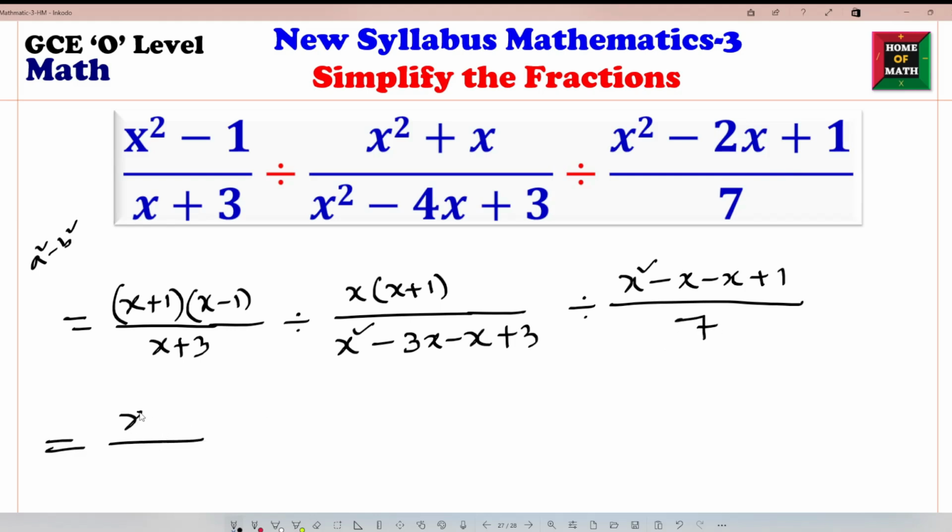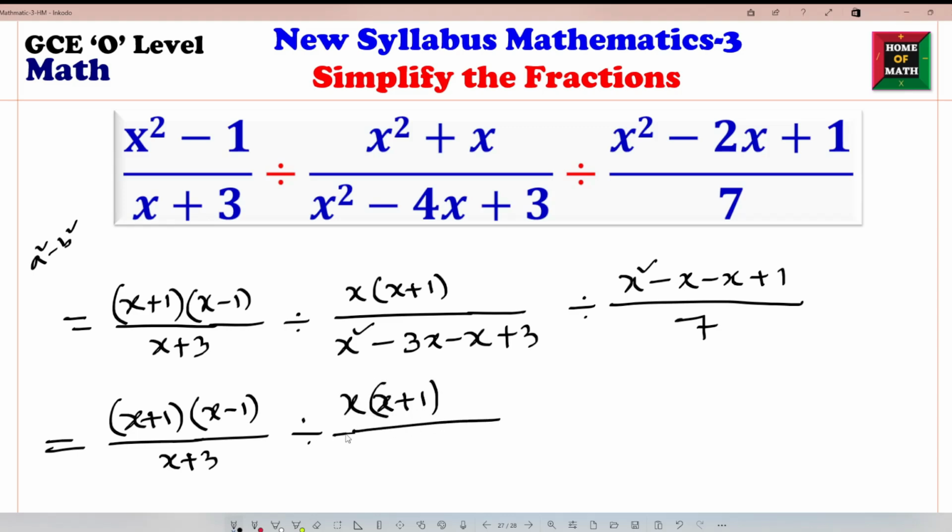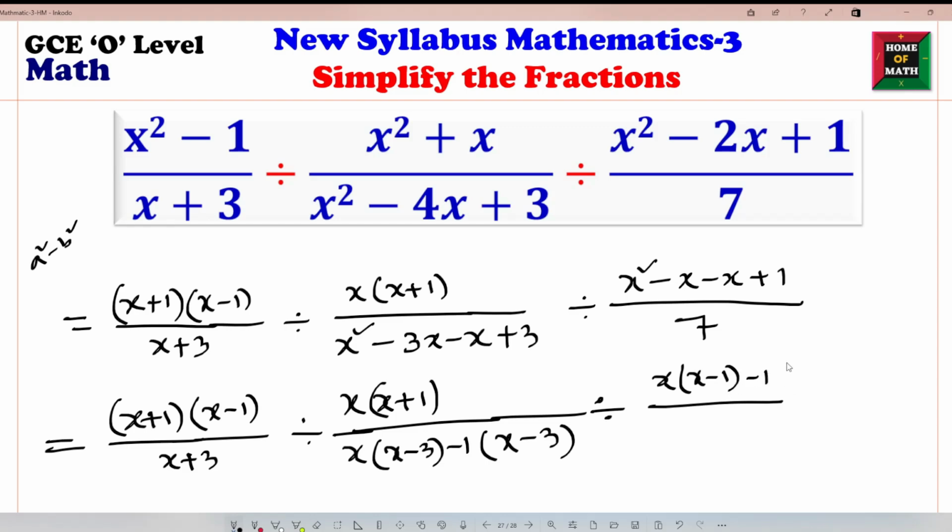So here is (x + 1)(x − 1), divided by (x + 3). Here is divided by (x + 1) times x, and here we can take common x, so x(x − 3) − 1(x − 3). Okay, divided by, here is common x − 1, −1 common (x − 1), divided by 7.